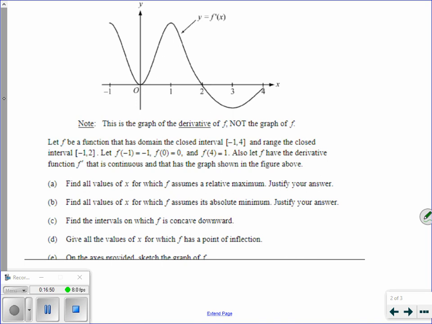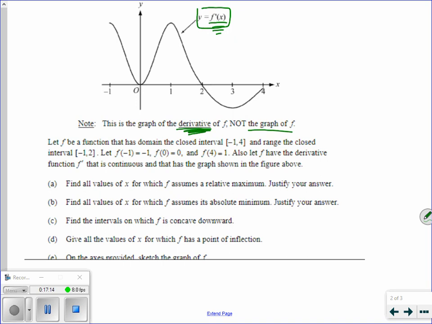Okay. This is a great question to ask. This is a very common question that they do. They love to give you, notice what they're giving you. They're giving you the graph of the derivative. So let's see what we can do. This is the graph of the derivative, not of the function. Okay, keep that in mind.